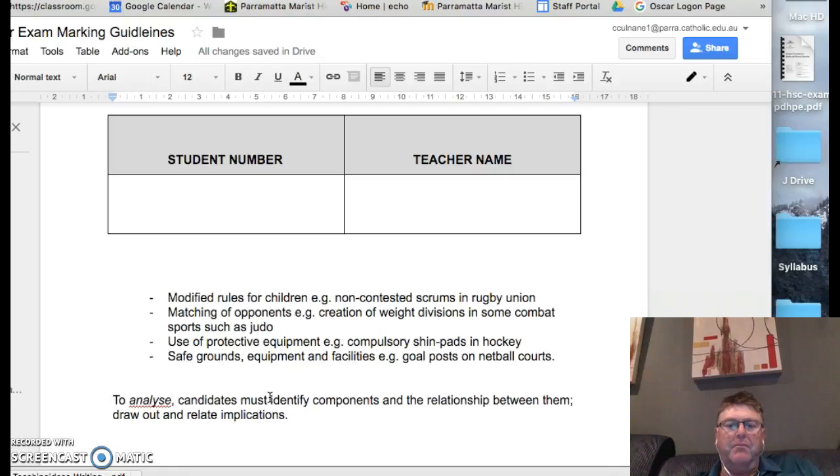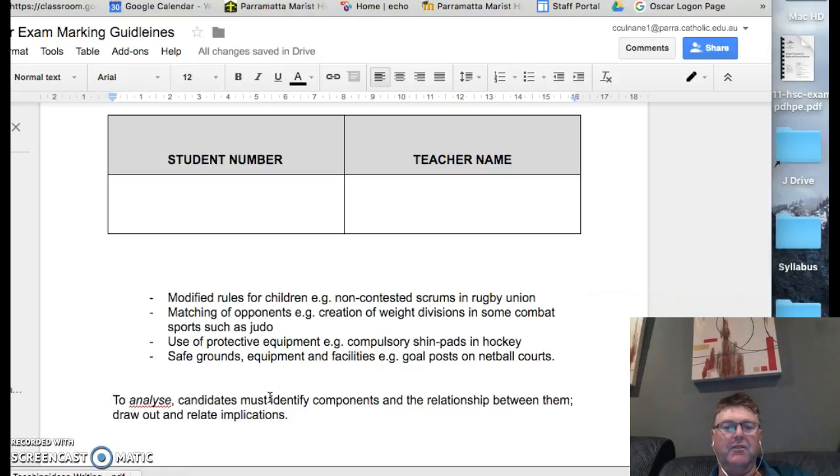Matching of opponents. For this particular analysis, we need to look at why the matching of opponents occurs. You may have spoken about weight divisions. You may have also spoken about divisions based on skill level or ability, to align participants in their sport with others of similar ability.